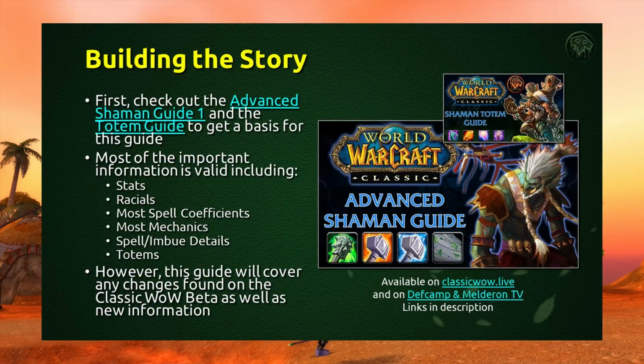So again, this is part of a greater story. I would first check out the Advanced Shaman Guide Part 1 and my Totem Guide, which is available on ClassicWoW.live or my channel, to get a basis for this guide. Most of the information from Part 1 is still relevant and valid for things like stats, racials, most of the spell coefficients, most of the mechanics, spell and imbue details, and totems. However, there are some idiosyncrasies and confirmations that we're going to be going over in this guide to supplement Part 1, because there are some core differences between Classic WoW and private server vanilla WoW.